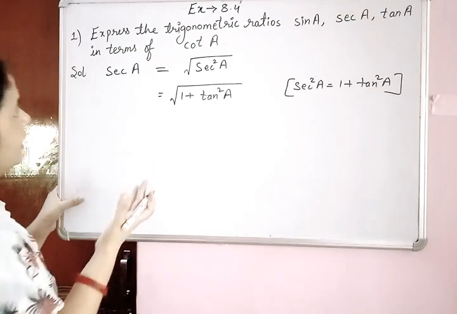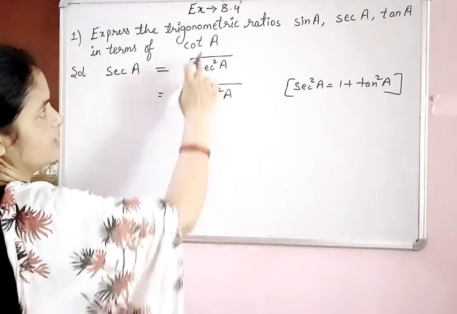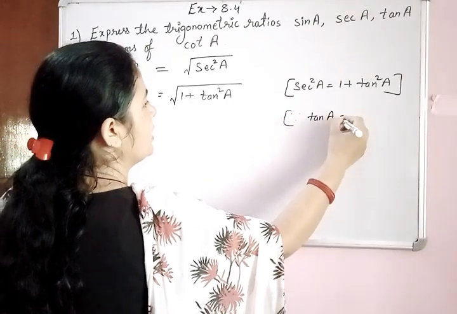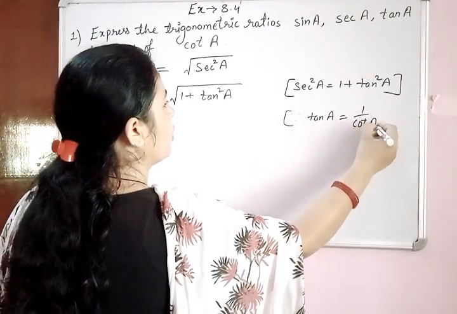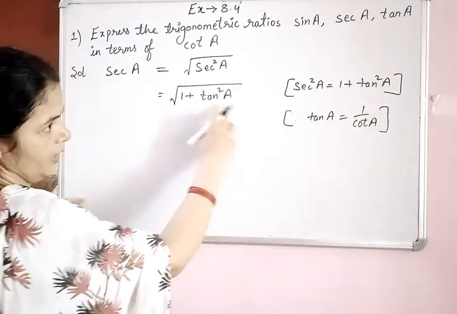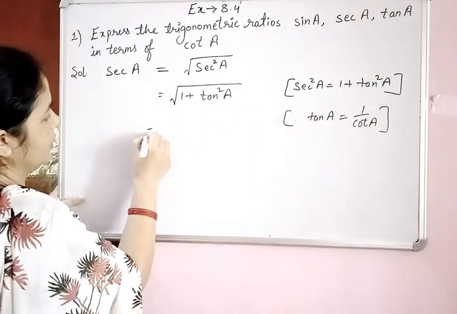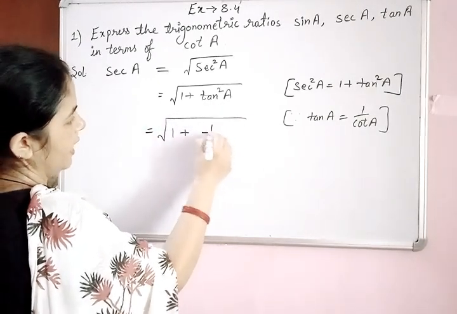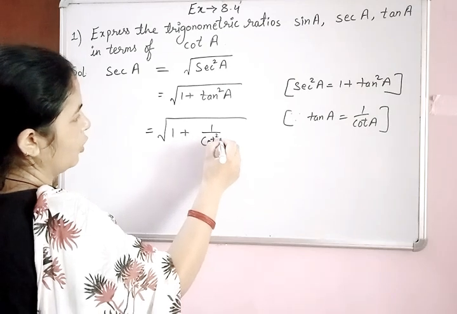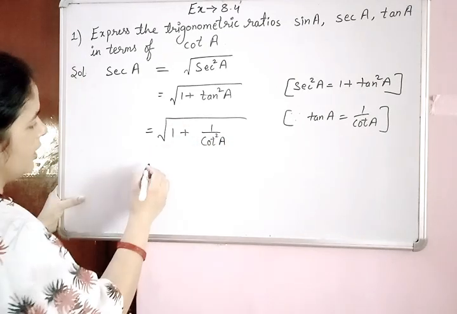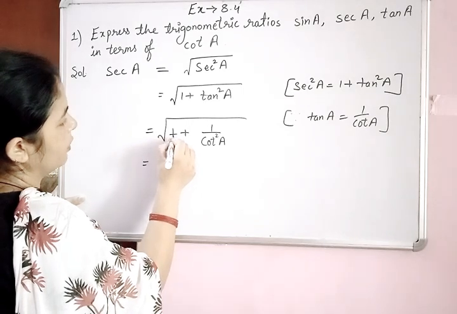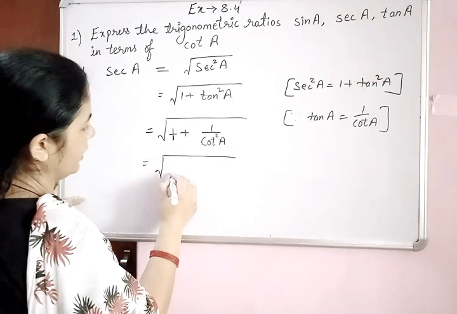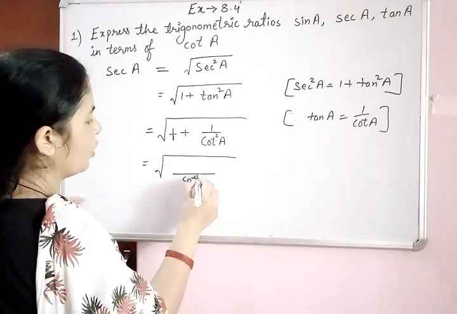Now how can I get cot? We know that tan A is the reciprocal of cot A. So since tan A is equal to 1 upon cot A, it means tan square A is equal to 1 upon cot square A. So here I can write under root 1 plus, in place of tan square A, I can write 1 upon cot square A. Now I can write 1 as 1 upon 1 and then take LCM of 1 and cot square A. LCM is cot square A.